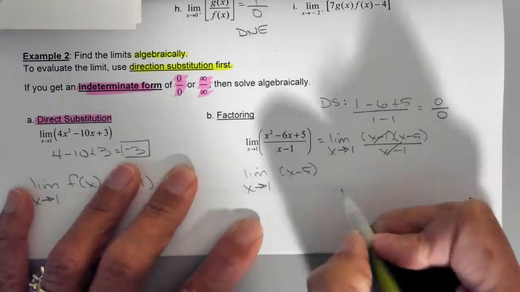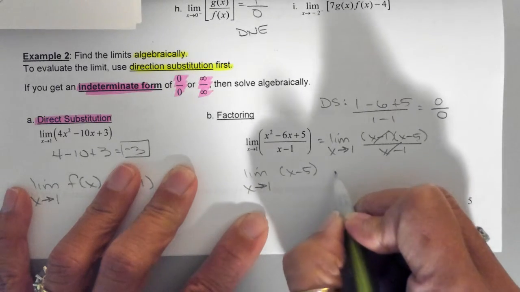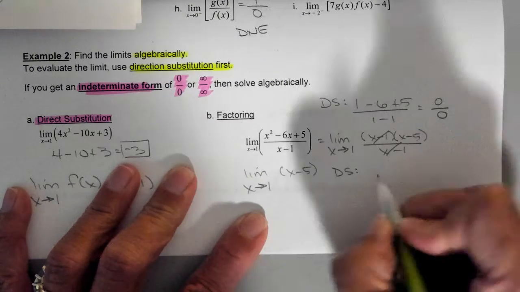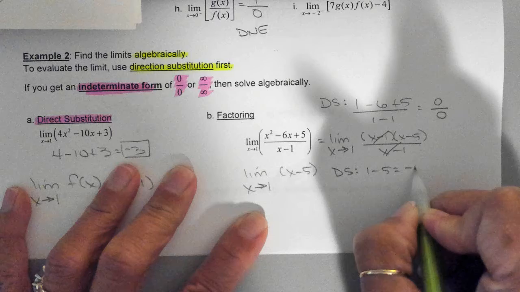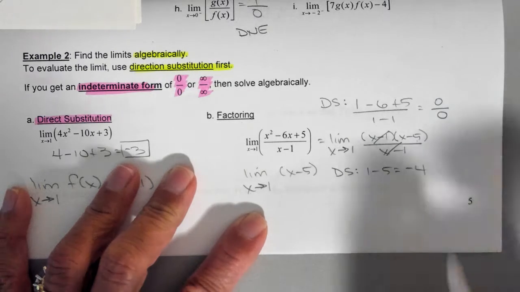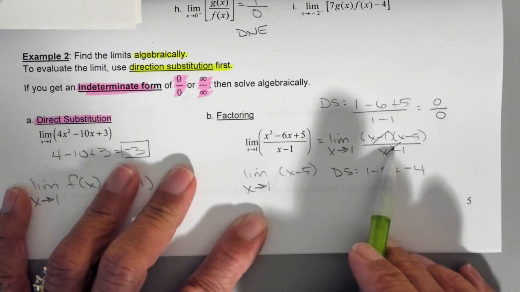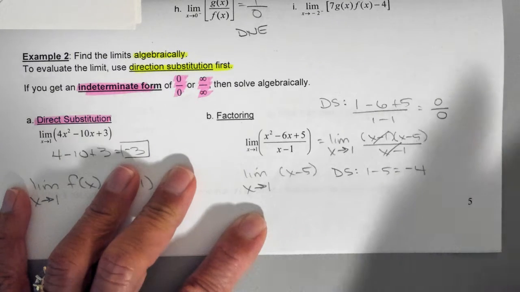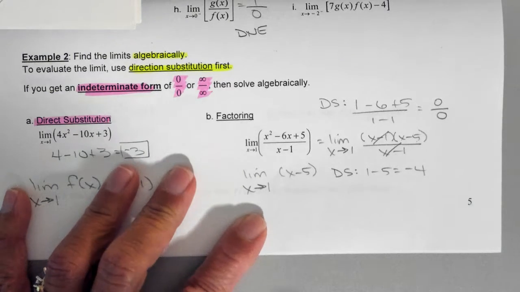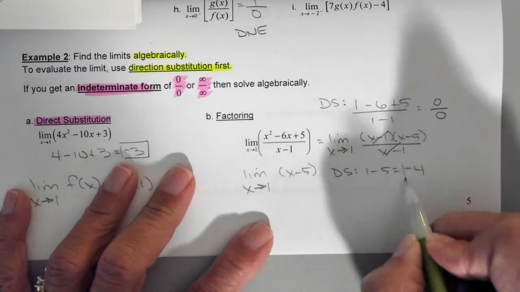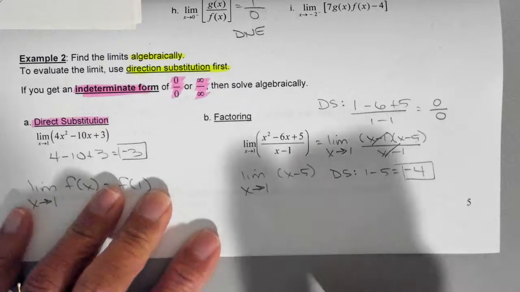Okay, so now what we want to do is try direct substitution, which means I'm going to plug in 1. 1 minus 5, negative 4. Not undefined, right? What is this called graphically? Yeah, it's a hole when you have a common factor in the top and in the bottom. Okay, so the limit as x approaches 1 of x minus 5 is negative 4. Okay, let me just show you something really quick.